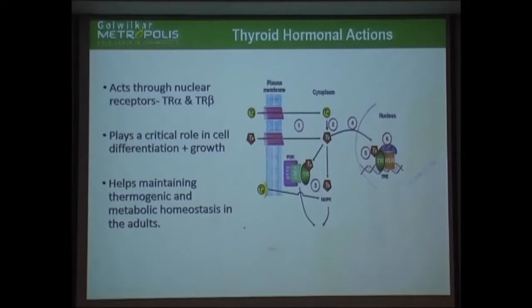I'm just mentioning these types because we would later on discuss thyroid hormone resistance, where these receptors have alterations or mutations. The thyroid hormone then acts on the nuclear receptor with production of mRNAs and increased protein synthesis, leading to differentiation and cellular growth. It helps in maintaining thermogenesis and the metabolic homeostasis of our body.